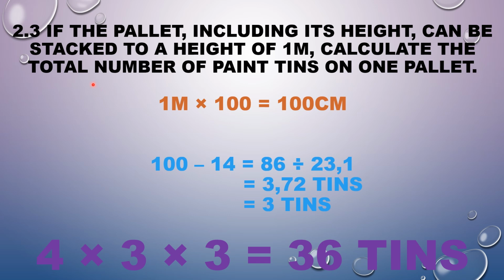So how many tins do I have on one pallet? Remember, along the length of the pallet, we worked out 4. Along the breadth or the width of the pallet, we worked out 3. And then the height of the pallet, I can stack 3 tins, one on top of the other. So altogether, I have 4 times 3 times 3, which gives me 36 tins.